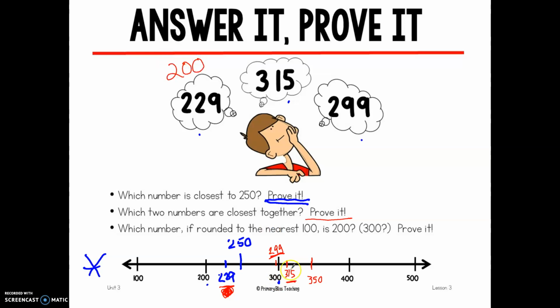And 315 and 299, well, they're both closer to 300 than the other hundreds. Here's 315 right here, and wow, this is 400. It's way far away from 400. It's really close to 300. So both of these, if I would round it to the nearest hundred, this would be 300, and this one would also be 300. And I've proven it because I'm showing it right down there on the number line.